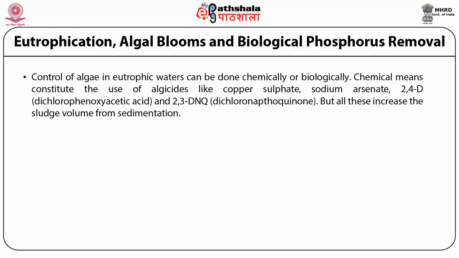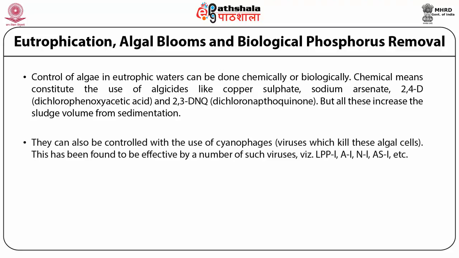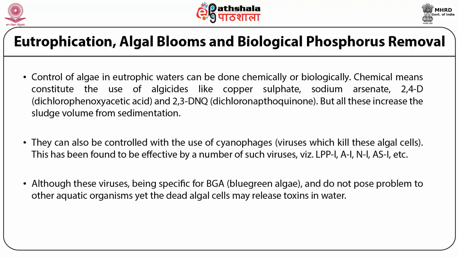Control of algae in eutrophic waters can be done chemically or biologically. Chemical means constitute the use of algicides like copper sulfate, sodium arsenate, dichlorophenyl oxyacetic acid and dichloronaphthoquinone, but all these increase the sludge volume from sedimentation. They can also be controlled with the use of cyanophages. This has been found to be effective with a number of such viruses such as LPP, A1, N1, AS1, etc. Although these viruses are specific for blue-green algae and do not pose a problem to other aquatic organisms, yet the dead algal cells may release toxins in water.